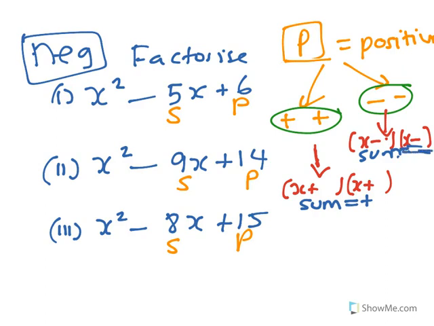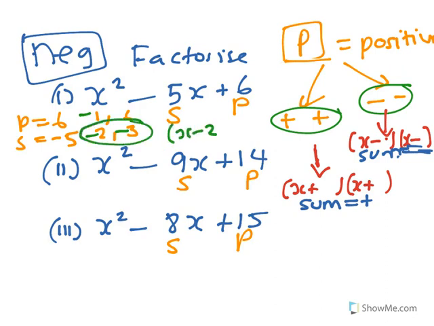So let's have a look at these then. So if we come over here, the product is 6, but the sum is minus 5. So you go 1 and 6, 2 and 3. Now, if we look at that, the only one that is going to get minus 5 would be minus 2 minus 3. So it'll be x minus 2, x minus 3.